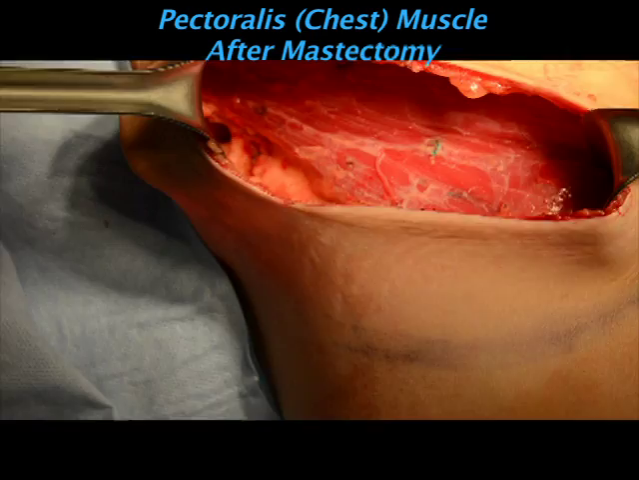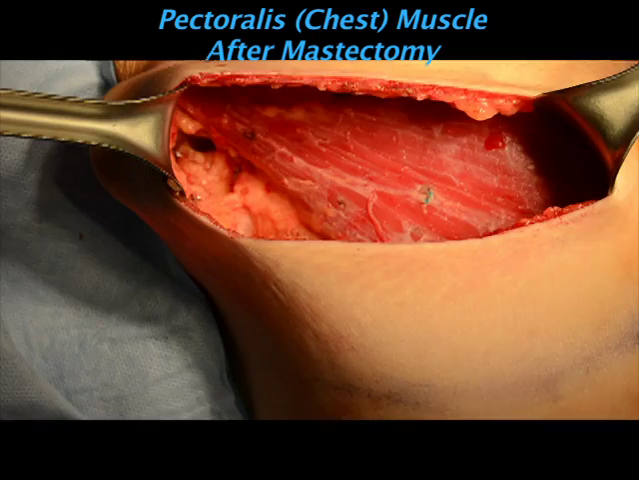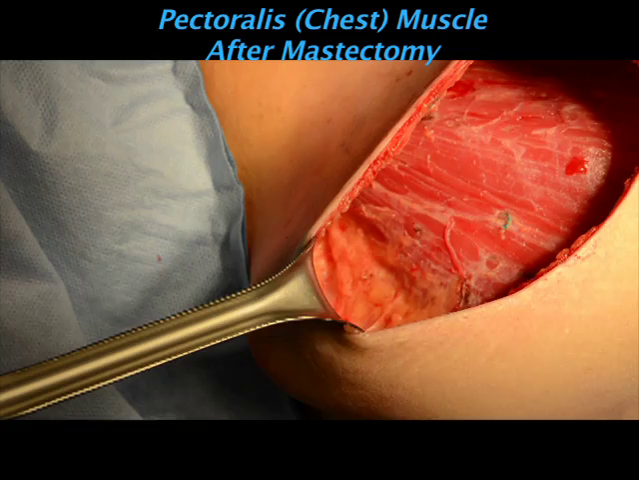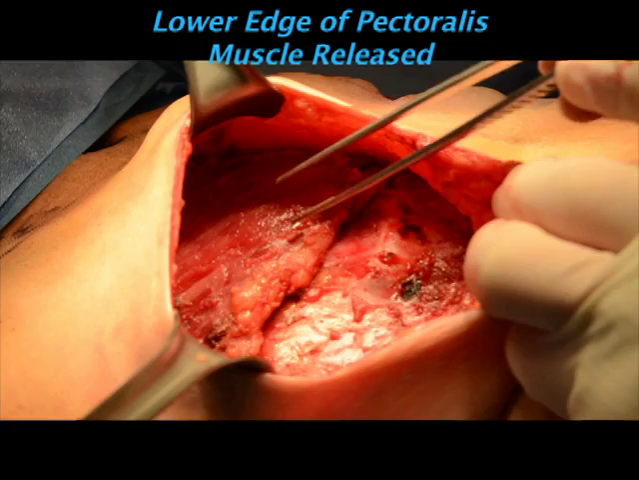Shown here is the outside edge of the pectoral or chest muscle. Here, the lower edge of the pectoral muscle has now been released.